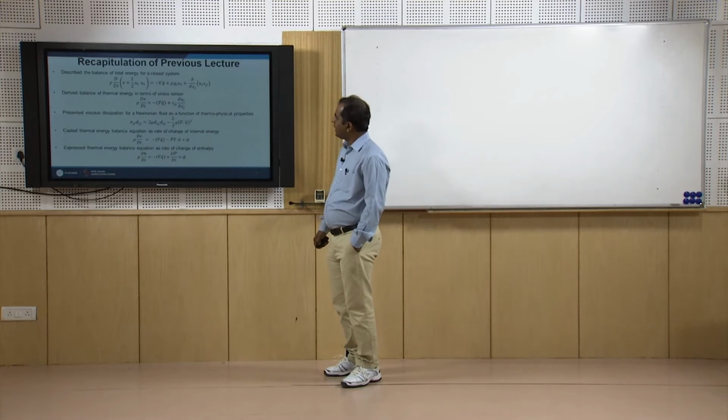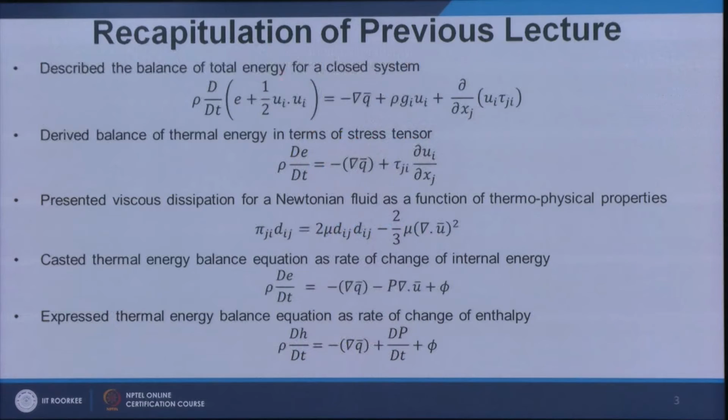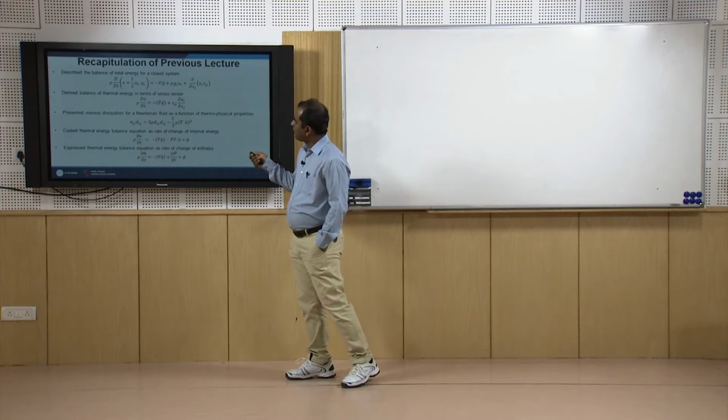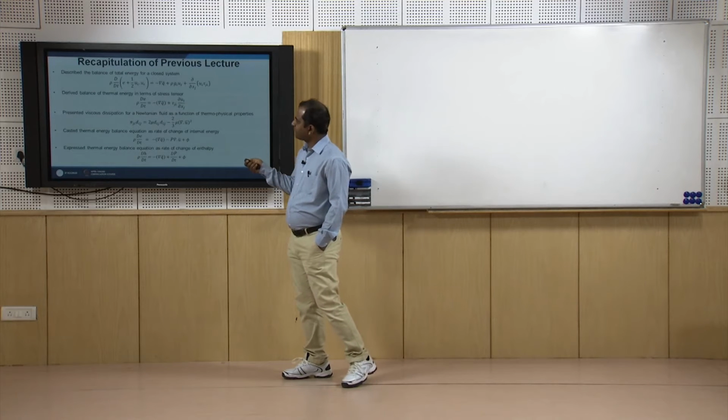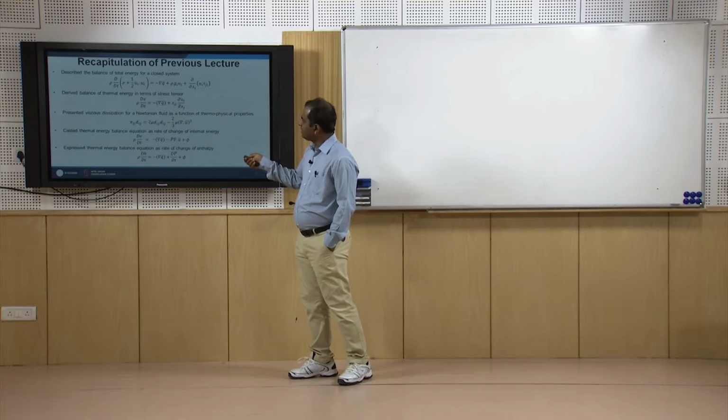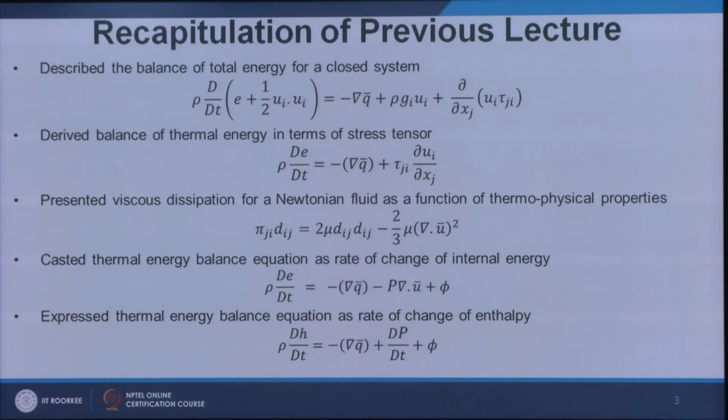Then we subtracted our mechanical energy balance equation from this total energy balance equation, and we obtained our thermal energy balance equation. So, this is the balance of thermal energy. On the left hand side we have rho into dE/dt, and on the right hand side the energy in transit due to heat transfer remains, and this is nothing but your deviatoric part. So, you will have tau_ji into del u_i by del x_j.